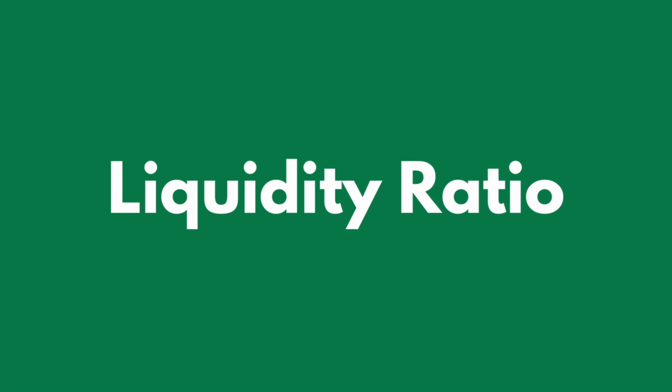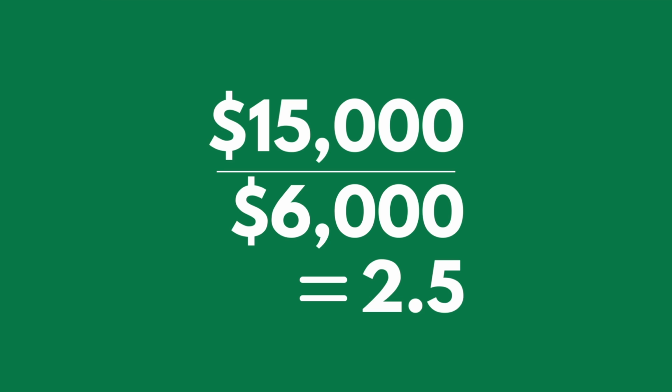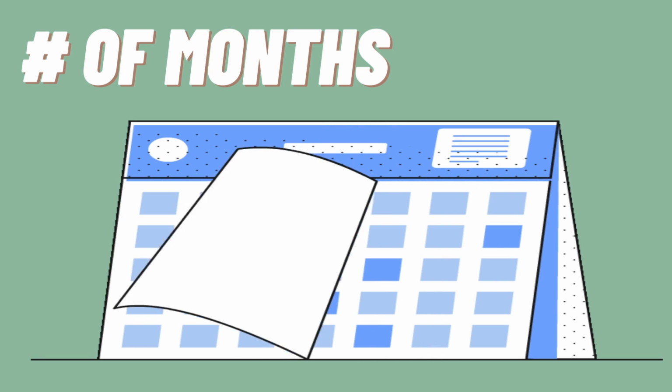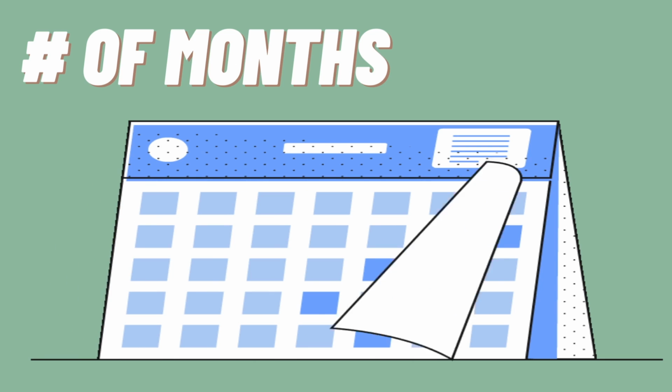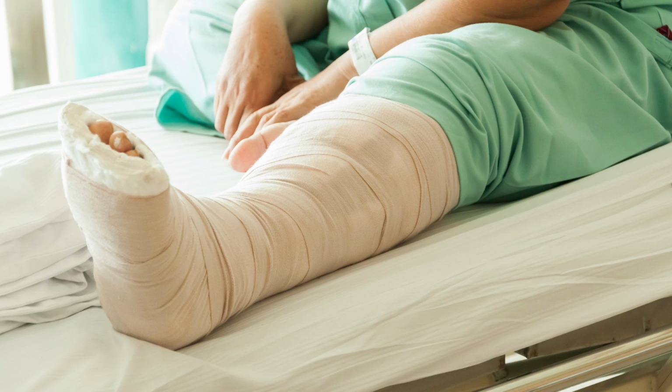Liquidity ratio is liquid assets divided by monthly expenses. For example, $15,000 in liquid assets divided by $6,000 in monthly expenses would be 2.5. And this really indicates how many months of living expenses can be paid if an emergency arises. So having a high liquidity ratio is more desirable than a lower one.